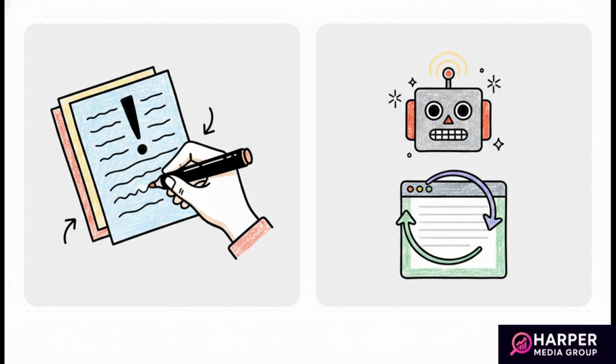The absolute critical first step when you inherit a penalized site: check Google's Search Console immediately. You have to determine if you're dealing with a manual action or an algorithmic demotion. Knowing the difference right out of the gate is going to save your agency weeks of wasted time.